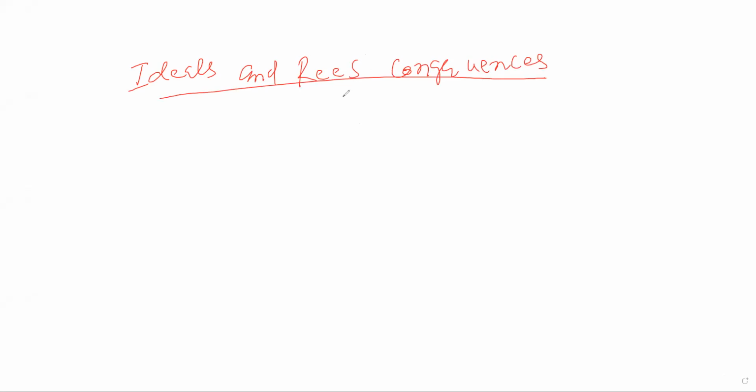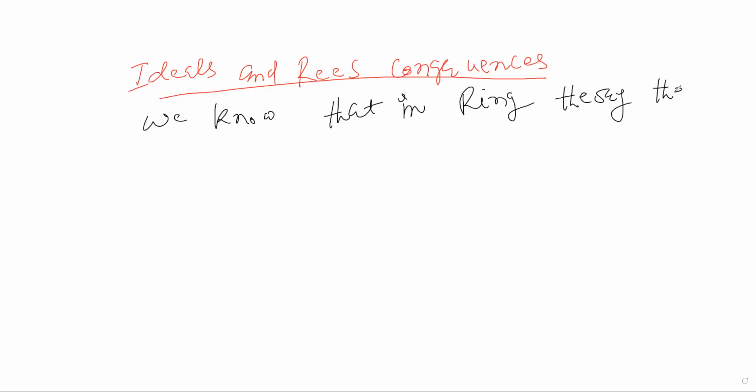Okay. So we know that in ring theory or in any other, say for example in group theory, there is a close connection between morphisms and ideals. But the same is not true in case of semigroups. So we know that in ring theory, there is a close connection.